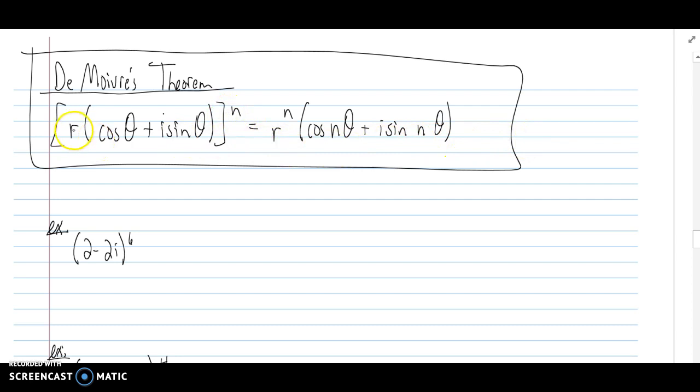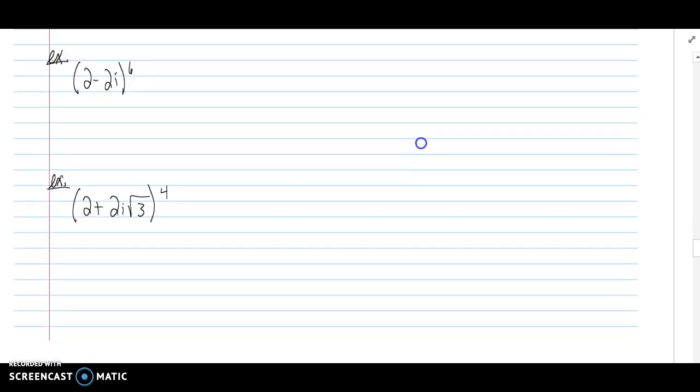We always were multiplying the number on the outside by the other number on the outside. So if you're multiplying r times itself n times, it's r to the n. And we'd add the angles on the inside. So if you're adding theta plus theta a total of n times, you have n theta. So again, this is a way that we can take one of these polar trig numbers to a power without having to multiply it by itself that many times.